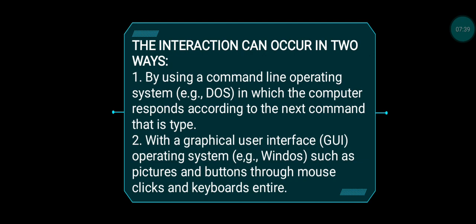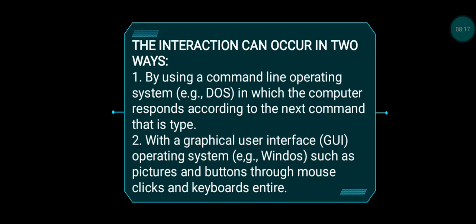We also have interaction, which can occur in two ways. First, by using a command line operating system, in which a computer responds accordingly to the command that is typed, which means the user types text commands. To interact with a computer, it requires knowledge of specific commands. For example, DOS, which is Disk Operating System. The users type commands like DIR to list files or CD to change directories.